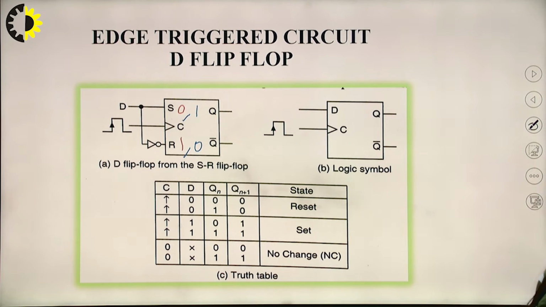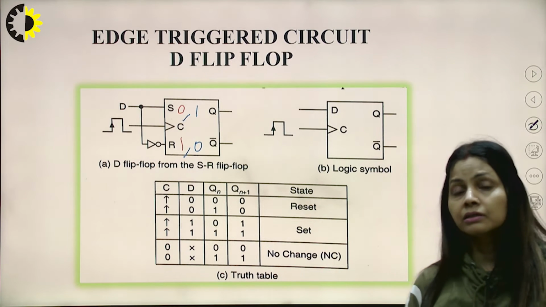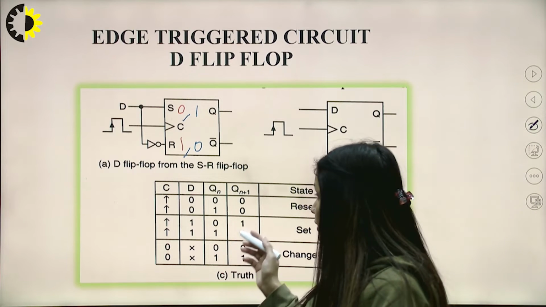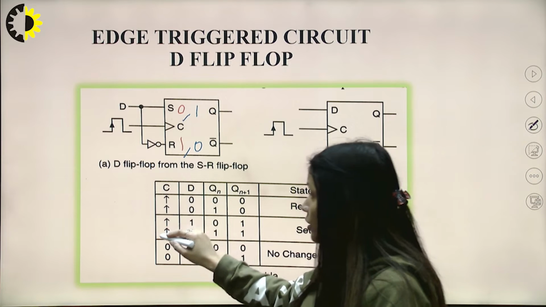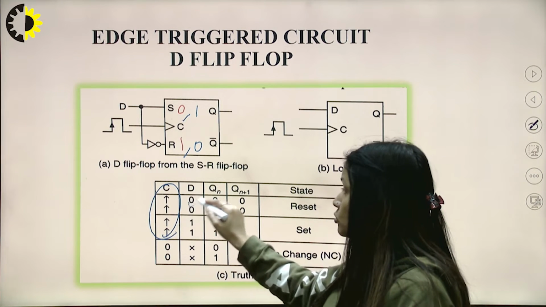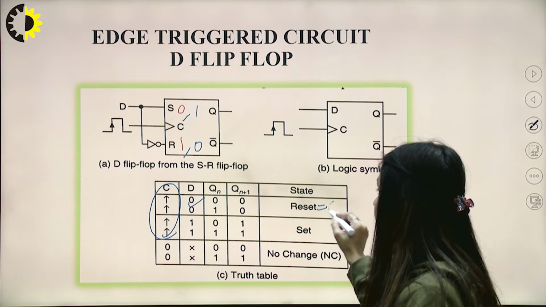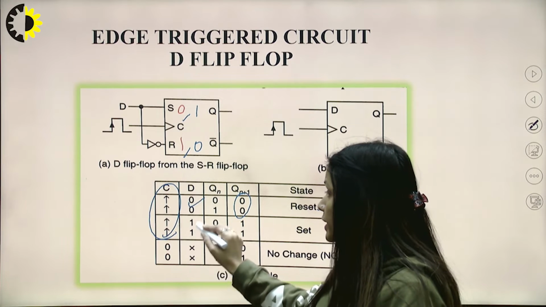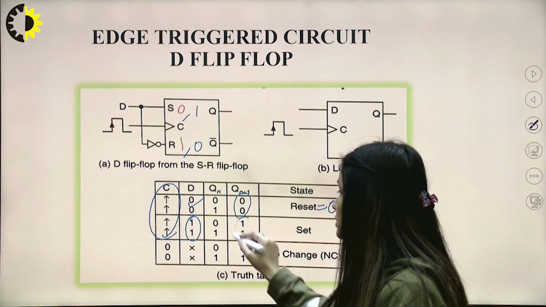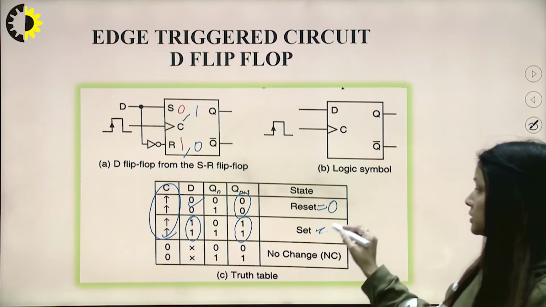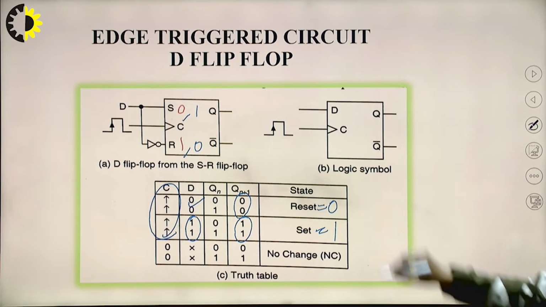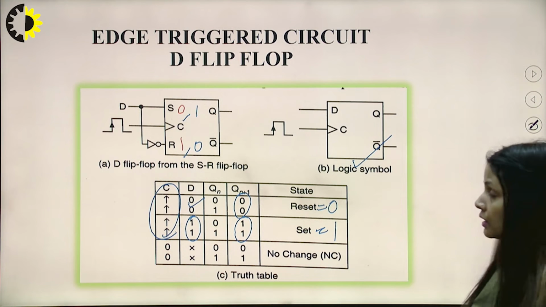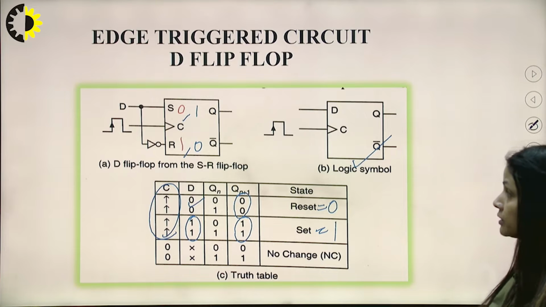So there are only two possible inputs which we can give. The table gets reduced and there are only two states. If the clock is high and D is equal to 0, the output will be 0, or reset. And if the clock is high and D is equal to 1, the output is 1, that is set. This is the logic symbol for the D flip-flop, and the working is the same as we have already discussed in the previous video.